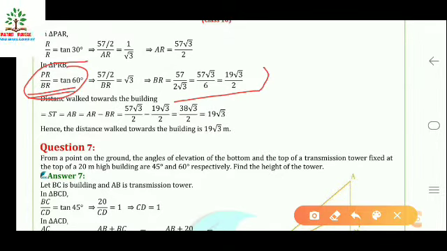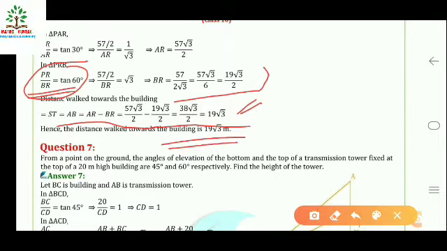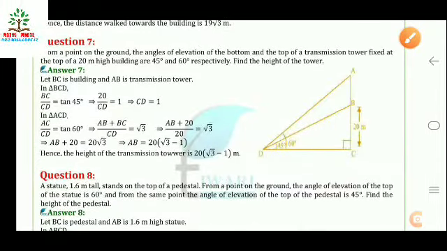So the distance walked towards the building will be ST. ST will be equal to AB, that is AR minus BR. Just subtracting this, we'll get the result as 19 root 3 meter. So 19 root 3 meter is the distance he walks towards the building. Now moving towards question number 7.